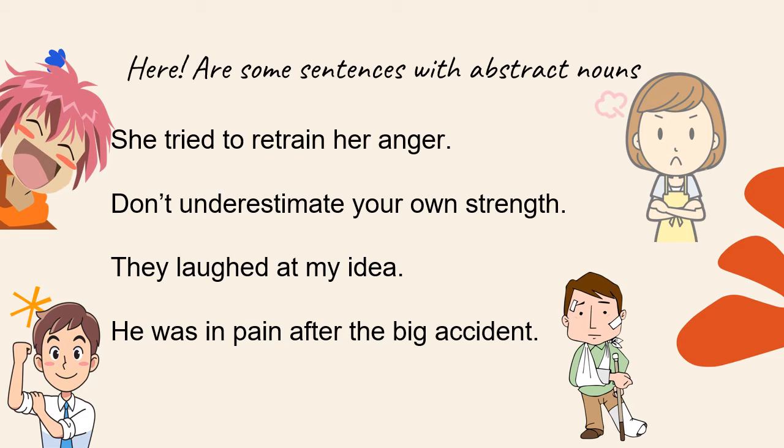Here are some sentences with abstract nouns. She tried to retain her anger. Anger is a feeling. You cannot see it, you cannot touch it, you cannot hear it. It is an abstract noun. Don't underestimate your own strength. Strength, again, is something that you cannot see, cannot hear, cannot smell, cannot touch. Strength is a feeling, it's an expression.